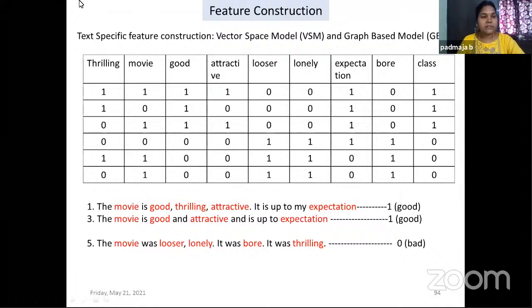After this feature construction is over, we'll go for how to build the model. Machine learning models will be discussed, including how to build your model when your data or your features are ready. Then, by taking the features, we will construct the model. First model training will be there, followed by model testing.